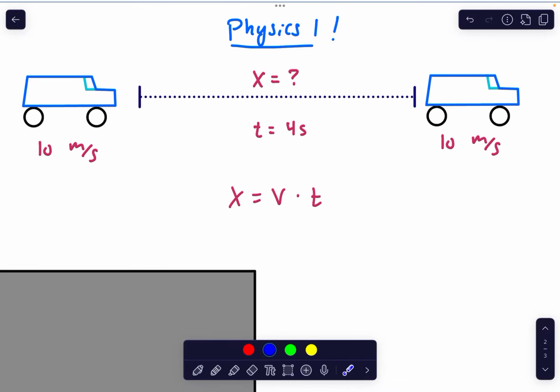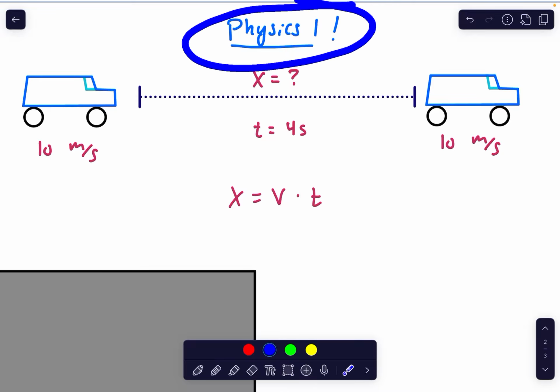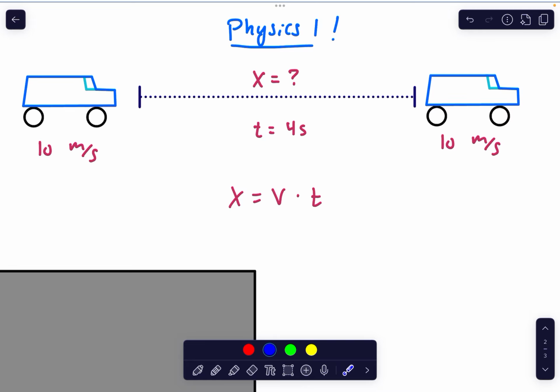Alrighty, well today we are going to do some physics and we're going to see if we can't figure out how to get to this equation graphically. So what does this equation mean?